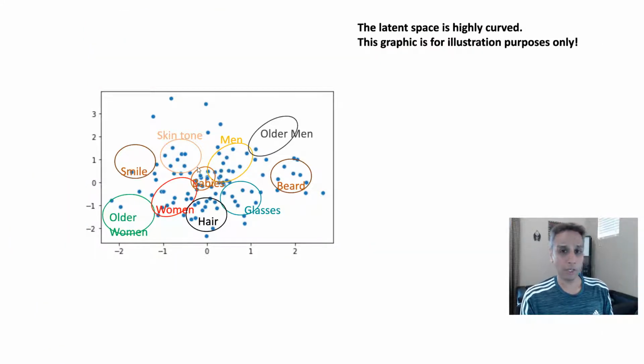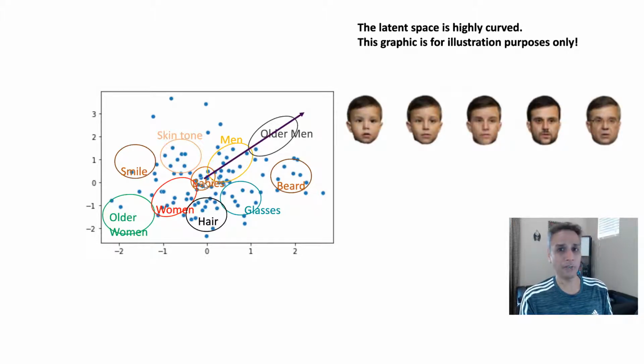And by the way, like I already mentioned, this latent space is highly curved. It's non-linear. I'm just showing this for easy graphic illustration. First of all, when you go from, for example, something that generates babies to older men, as you move the latent vector, you'll be starting with baby faces and then slowly moving towards men and older men.